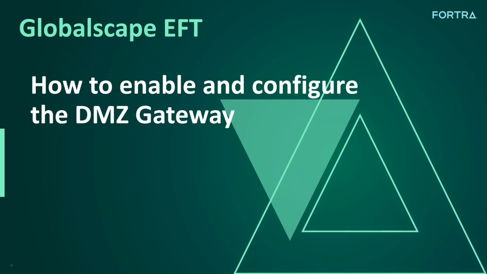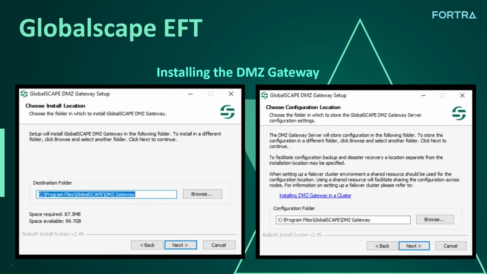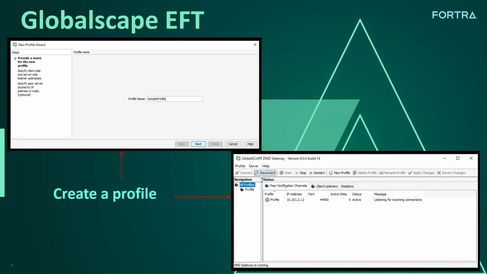So now, how do we enable and configure the DMZ Gateway? Well, the DMZ Gateway system requirements and the installation instructions for this are located on our website at globalscape.com, and you can download the installer there. And when you run the installer, there are only a couple of options to put into it as to where to install the application and where to store the DMZ Gateway configuration information.